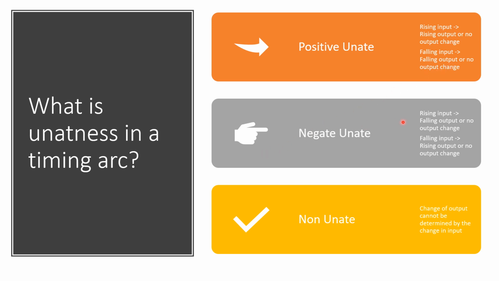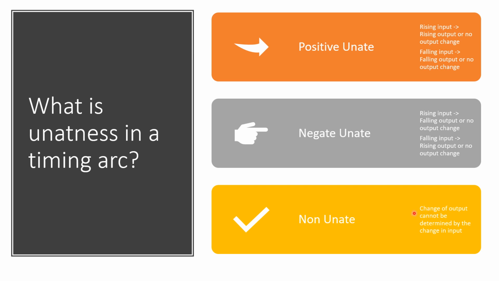A negative unate is, as you can imagine, just the opposite. A rising edge on an input causes a falling edge on an output or no change in the output, or a falling edge on the input causes a rising edge on the output or no change on the output. It is called a negative unate. The third type is the non-unate. The non-unate is basically when the change of output cannot be determined by the change in input.